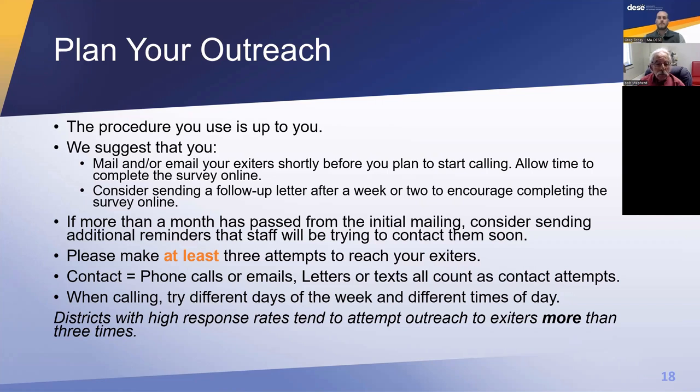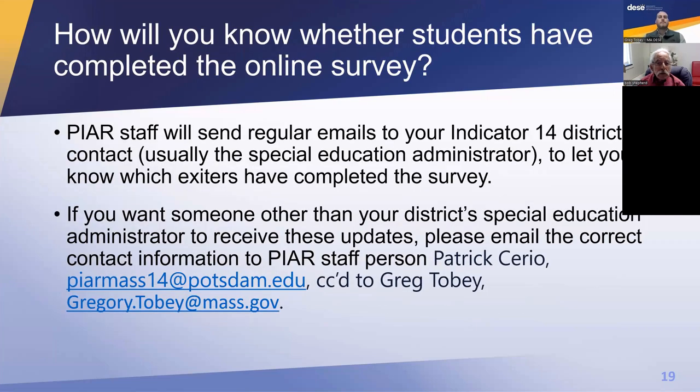And when you're calling, try different days of the week and different times of the day to get through if you don't succeed at first. Districts with high response rates tend to attempt outreach to exiters more than 3 times. How do you know when a student has completed a survey online, so that you don't have to try to contact them and interview them again?